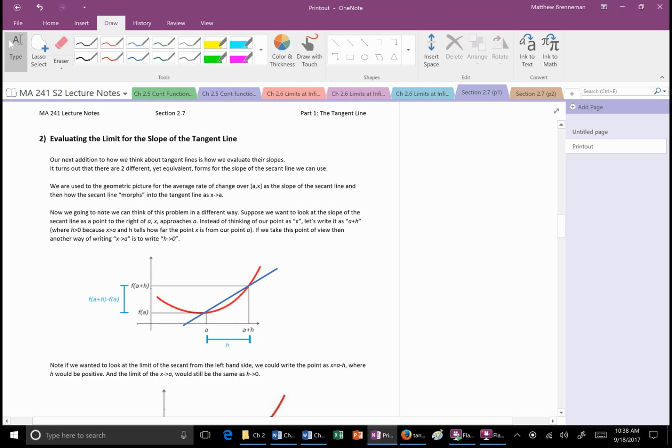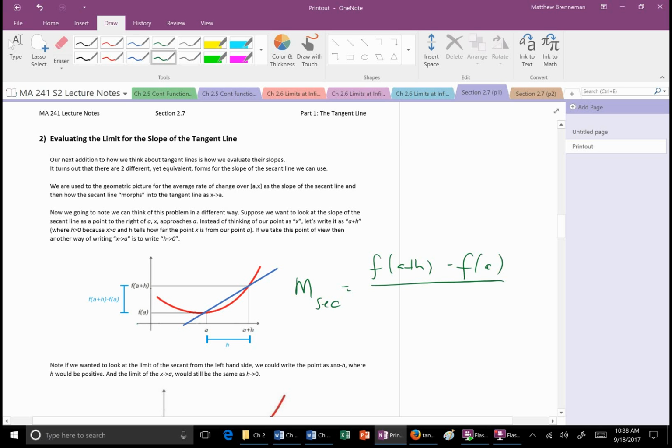Now I can set up the slope for the secant line. The numerator is f of a plus h minus f of a. And I really like the bottom, because the bottom is a plus h minus a, and that's just h. So this is a different expression for the slope of the secant.